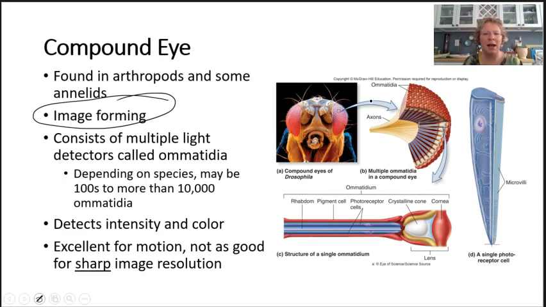An invertebrate compound eye will consist of many ommatidia. Depending on species, it can be hundreds of ommatidia or even more than 10,000 ommatidia. The ommatidia will detect intensity of light and also color. That makes a compound eye excellent for motion, but when you compare it to the single lens eye, even though it's forming an image, it doesn't get the sharp image resolution that a single lens eye will get.